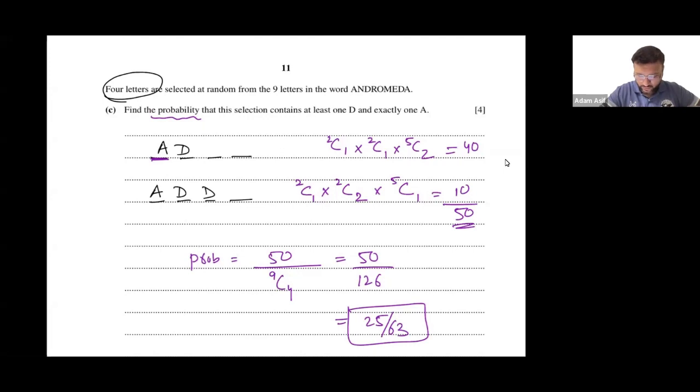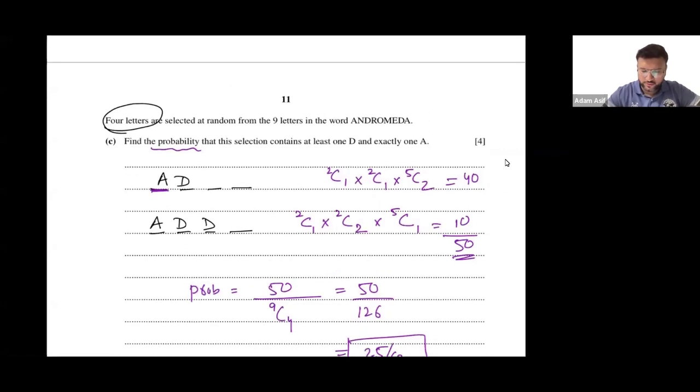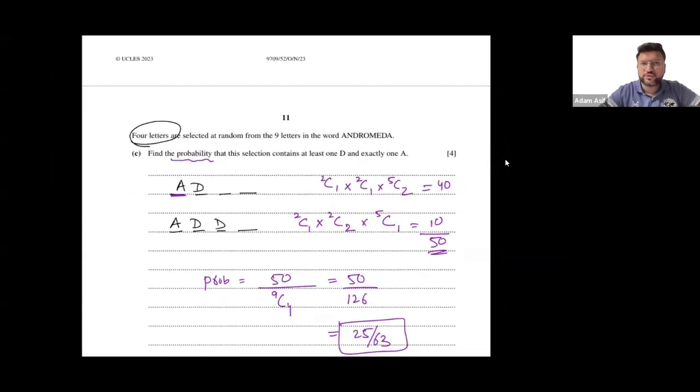Please let me know if you want any further explanation on this. Are we clear? So this was October-November 2023 variant 5.2.